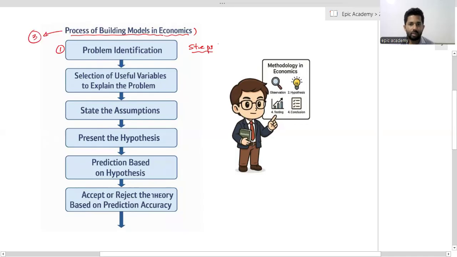Okay, as an example, what is the exact relationship between consumption and expenditure, consumption and income? Is there any kind of relationship? We need to identify the problems.